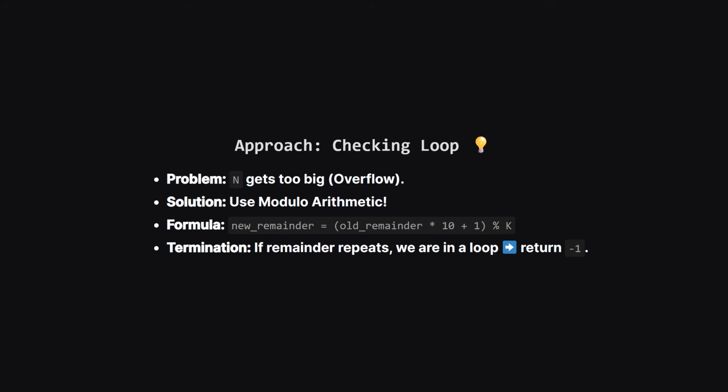The editorial suggests an approach called the checking loop. The core idea is that we only care about the remainder. We don't need the full number n to find the remainder of the next larger n. We can take the current remainder, multiply it by 10, add 1, and then take the modulo with k. This keeps our numbers small. If we keep doing this and the remainder becomes 0, we win. If we see the same remainder twice, it means we are stuck in an infinite loop, and the answer is impossible.